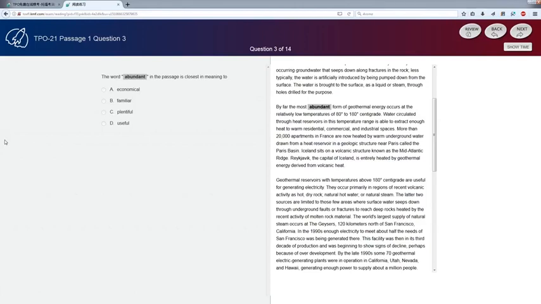Although the dictionary meaning is the answer, you might want to double check, because you generally don't spend so much time on vocabulary questions, so I don't think you're going to lose so much time on double checking them. Just replace the word to see if it really fits in. By far the most plentiful form of geothermal energy occurs at the relatively low temperatures of 80 to 180 centigrade. Sounds good, sounds cool to me. Just choosing my answer and I'm moving on.